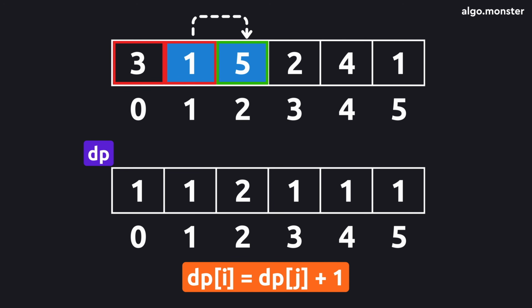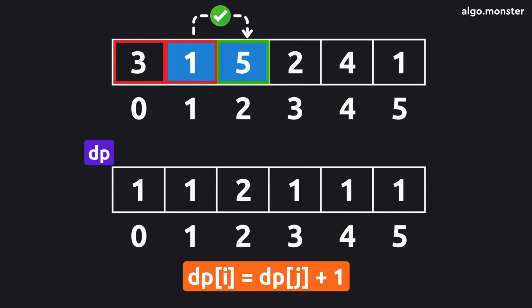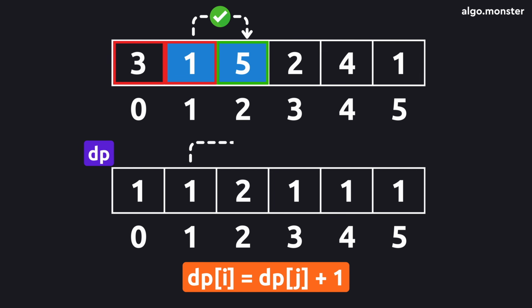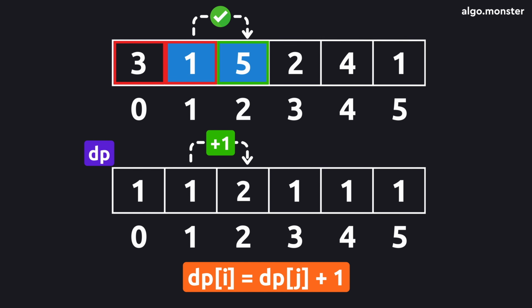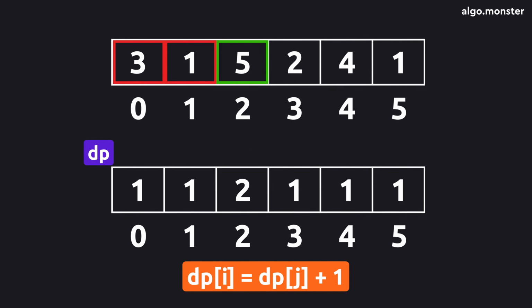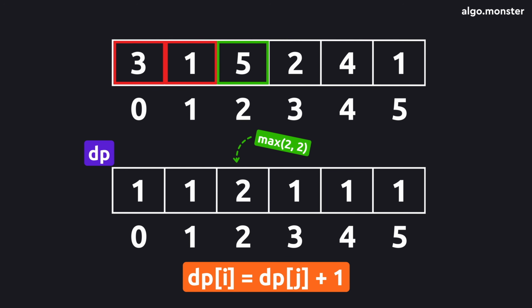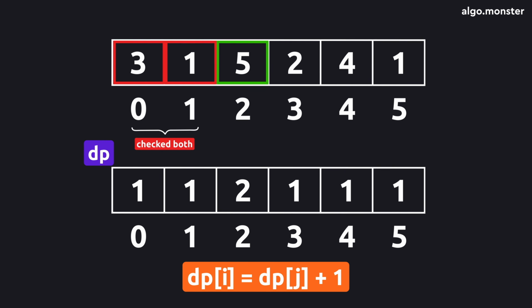We check, is 1 less than 5? Yes, we can also extend the sequence ending at 1. Then we take its current best length from DP and add 1. Again, we get 2. So we used both variants. We need to pick the maximum because we're looking for the longest subsequence. Since they're equal, we store 2 for 5. The key point is, we had to check both previous elements.